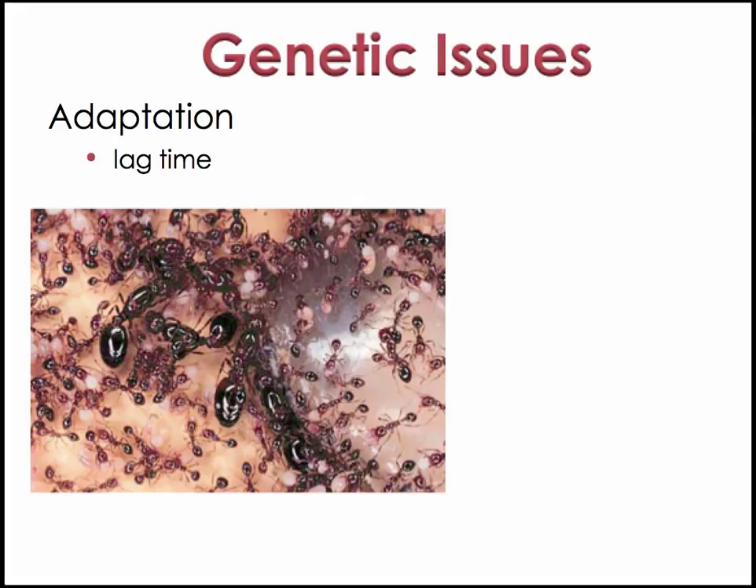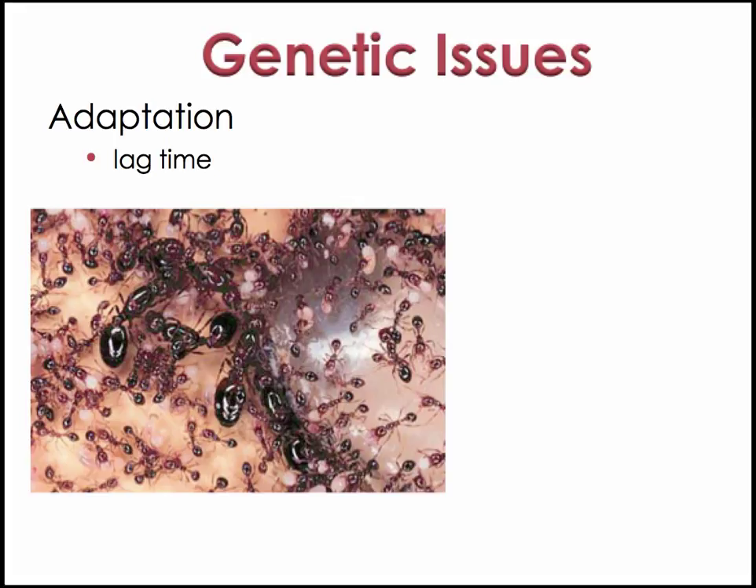Another genetic issue is adaptation. So if you recall, in the phases of establishment, we have a phase of lag time. This is where an invasive species gets introduced, but then it sits in stasis while it either learns to adapt to the environment and then spreads, or it doesn't adapt to the environment and then it diminishes. An example of a case where a species came in and then during this lag time they adapted to the environment and ultimately spread are the fire ants of Argentina.